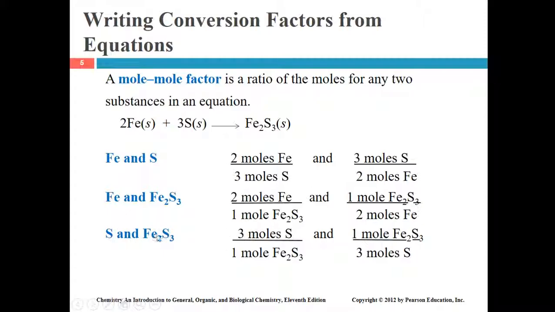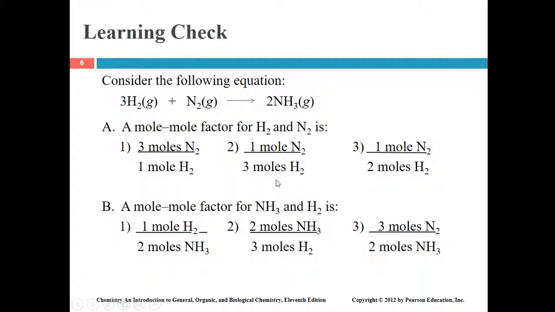Between sulfur and iron(III) sulfide, notice there's a 3 in front, so the mole-to-mole factor or mole-to-mole ratio is 3 to 1, or we could have said 1 to 3 on our moles. So let's pick out on this following equation. Consider the following equation. Which of these ratios for hydrogen and nitrogen is correct is what they're first asking.